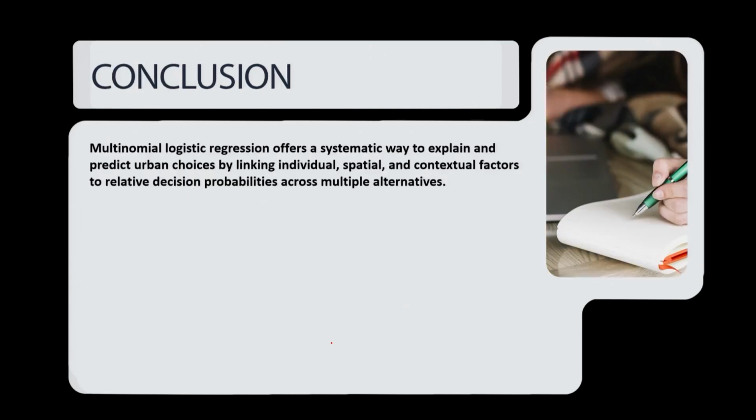And to conclude, multinomial logistic regression offers a systematic way to explain and predict urban choices by linking individual, spatial, and contextual factors to relative decision probabilities across multiple alternatives.